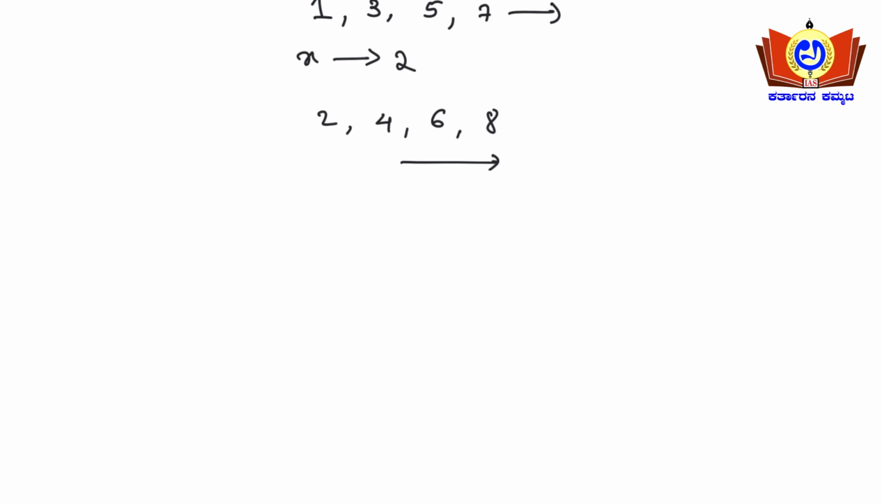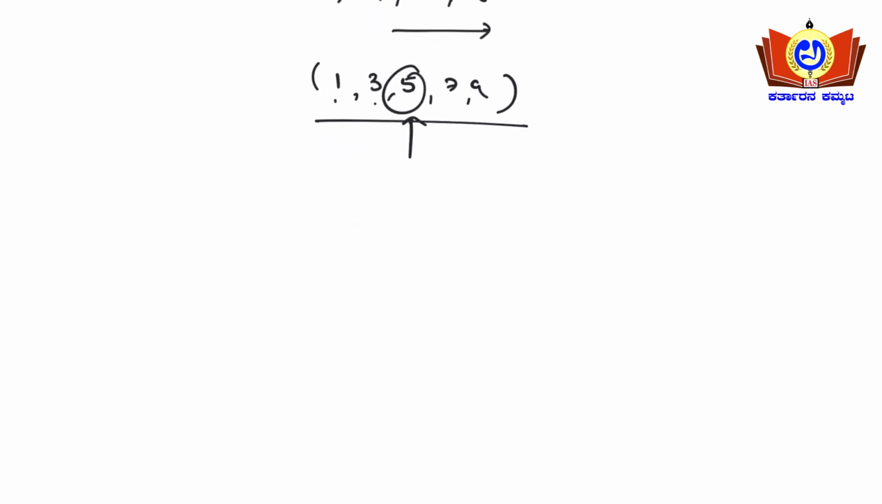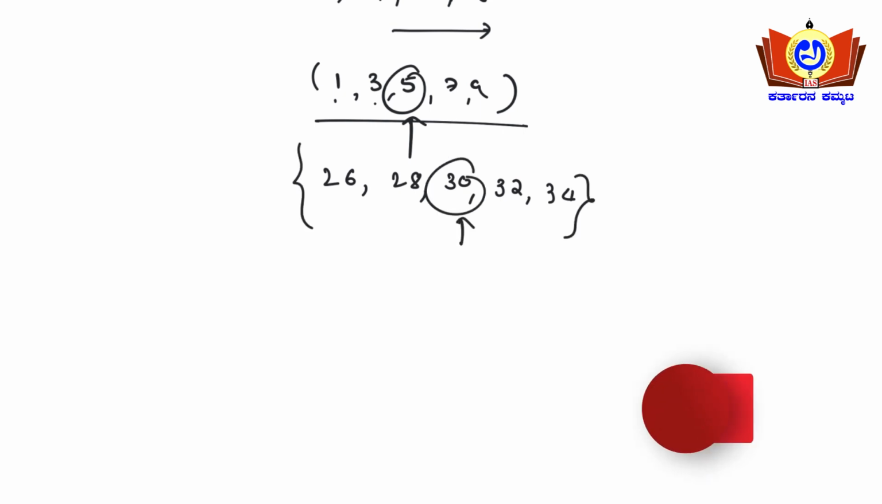Say for example, the question asks you to find the average of these 5 numbers: 1, 3, 5, 7, 9. Consecutive odd numbers, right? The middle observation will be the average here. If the question asks you to find the average of consecutive even numbers, say for example 26, 28, 30, 32, and 34, what is the middle observation here? This is 30. This is the average for these numbers.